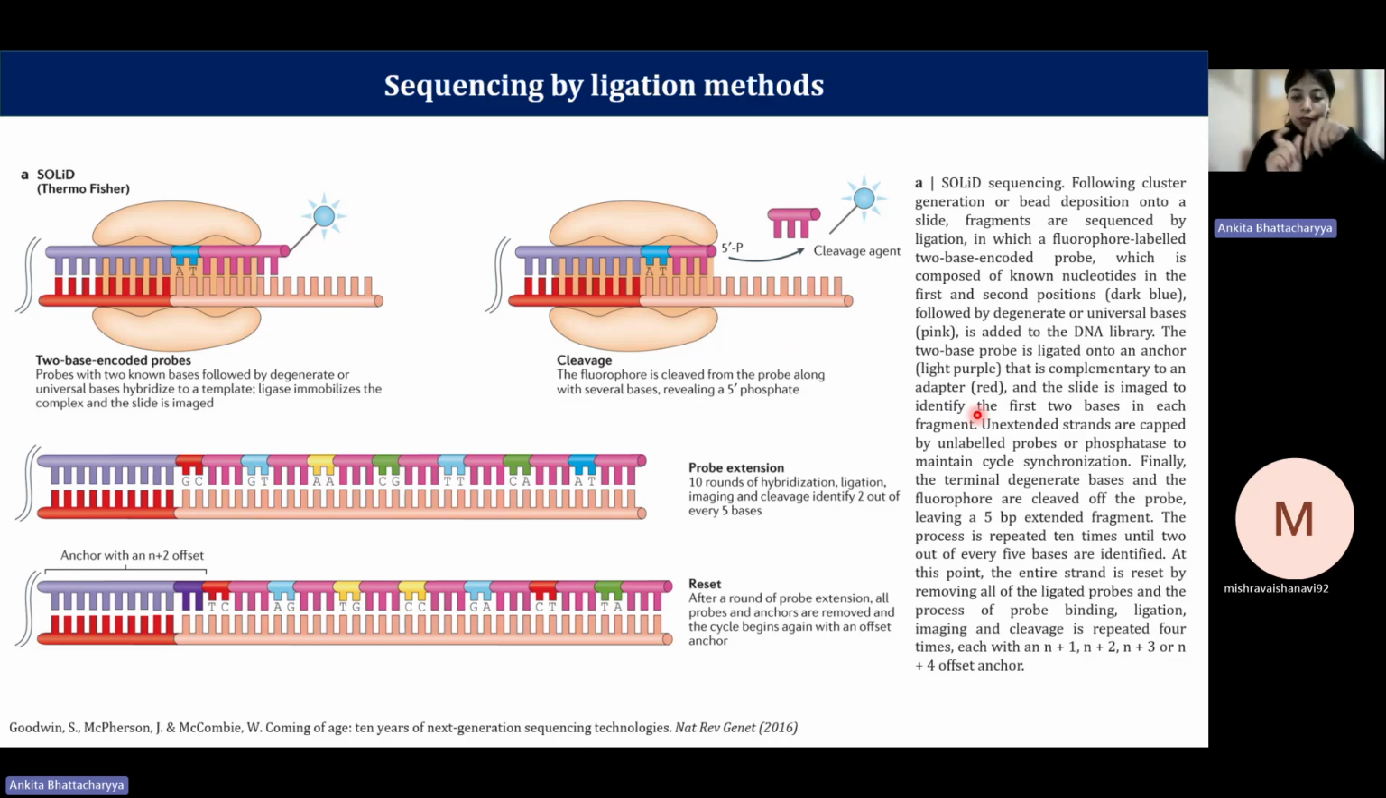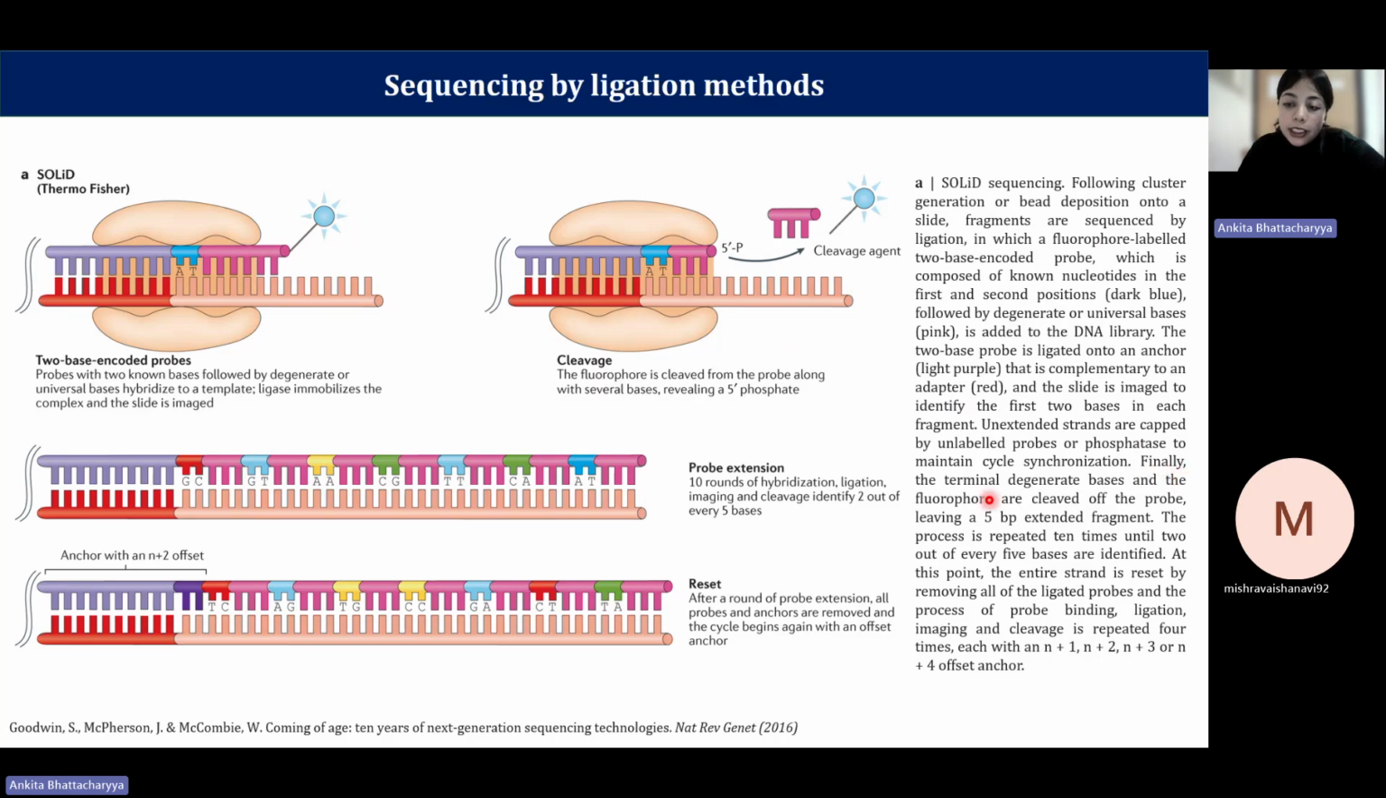Next, what you do, you sequence the first 2 bases by using probes which have a set combination that if AT is getting incorporated, a blue signal will be given. If CG is getting incorporated, a light green signal will be given out. So all these different combinations can be used. And based on that, what you can do is you can image the slide and then get an idea of what bases are incorporated. Unextended strands are capped by unlabeled probe or by phosphatase to maintain cycle synchronization.